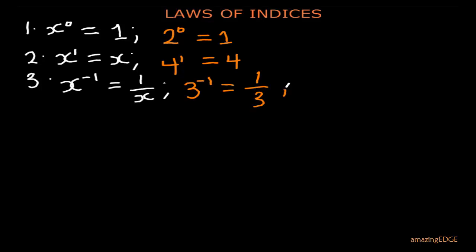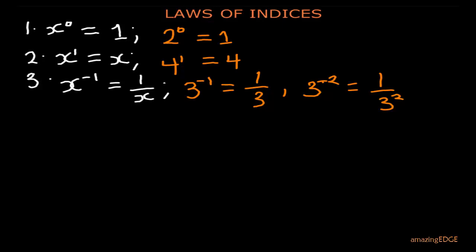Again, let's say we have something of this nature, we have 3 raised to power minus 2. This could as well be written as 1 over 3 raised to power 2. So when you take the inverse, the minus at this point goes and you have 2 there.